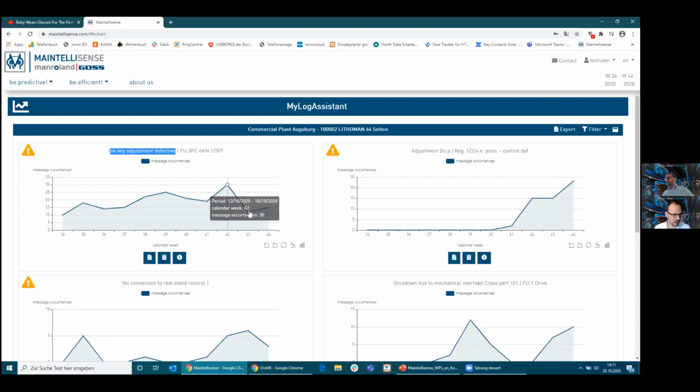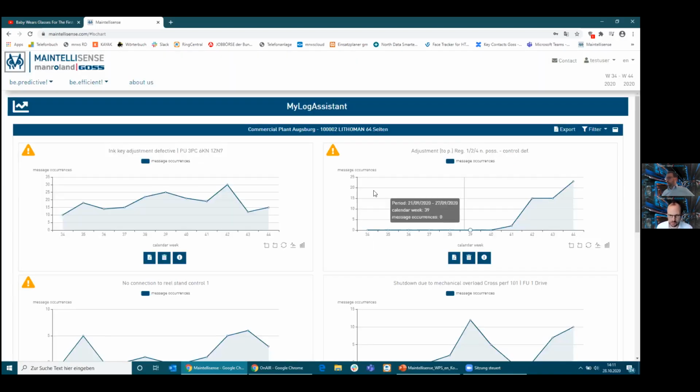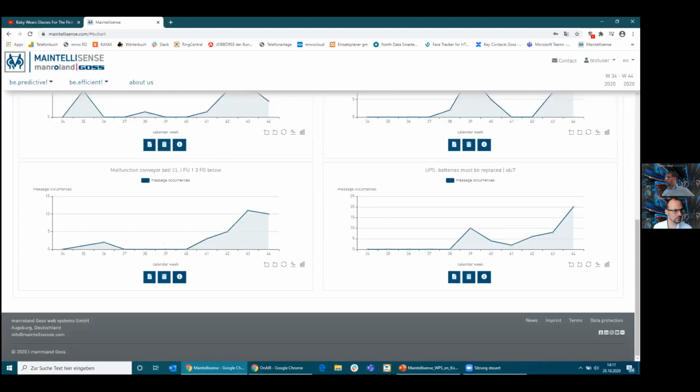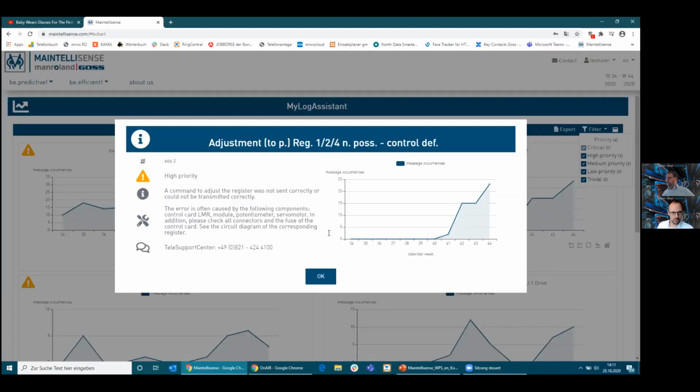Then it improved a bit, but again in week 44 it seems to get worse again. So if you know, okay, I have a problem here, then you can click in and you get directly an evaluation of what you should do, and you could directly contact our tele support center to get help. In our presses we have 20,000 of those different messages, and they all are filtered, prioritized, and described.